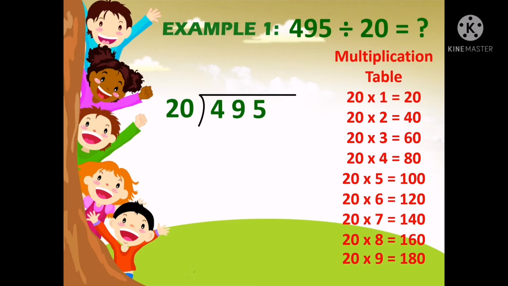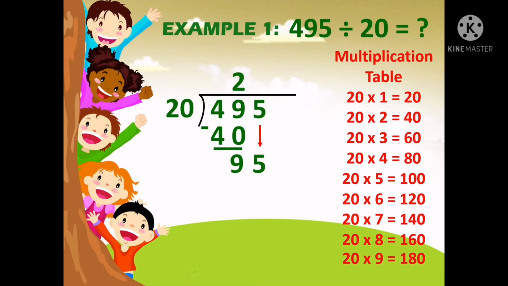Then proceed to division. 4 divided by 20, of course it's not possible because 4 is smaller. Then get the two digits, 49 divided by 20. It's like asking how many 20s are there in 49, and obviously there are 2. You can see on the side that 20 times 2 or 2 times 20 is equal to 40. Write it below 49. After that, you're just going to subtract them, and 49 minus 40 is equal to 9. Next, we bring down the next digit of the dividend to the right, which is 5.